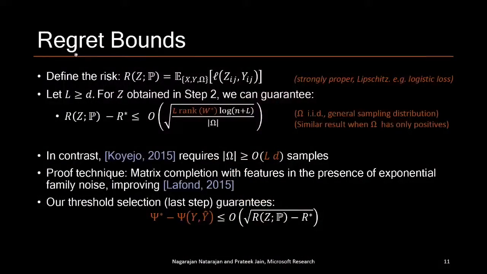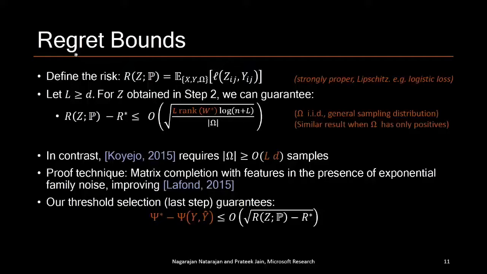So this is one slide on the nature of the bounds we have. The last equation on the slide is the most important one, in the sense that psi star is the best you can do. That's the optimal thing. And psi of y comma y hat is the output of the metric realized by your algorithm. That regret is directly bounded by a quantity.